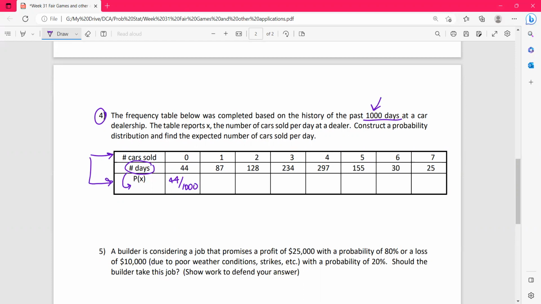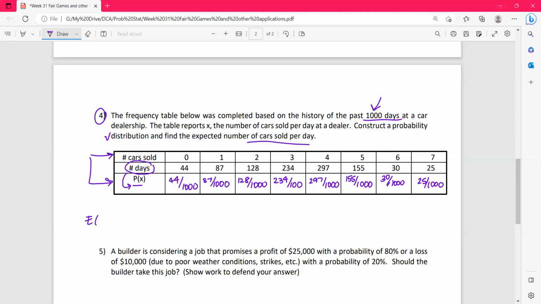So 1 car was sold on 87 out of 1,000 days. 2 cars were sold on 128 out of 1,000 days. 3 cars were sold on 234 out of 1,000 days. 4 cars, 297 out of 1,000. 5 cars, 155 out of 1,000. 30 out of 1,000. And 25 out of 1,000. Okay, again, if you add up all of our probabilities, we will get 1. So there's our probability distribution that we made, and now find the expected number of cars sold per day.